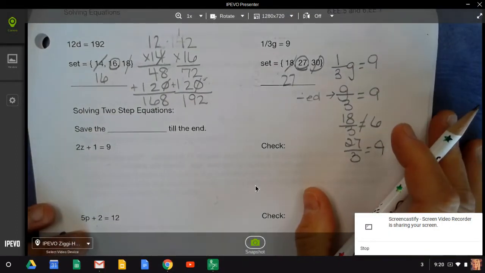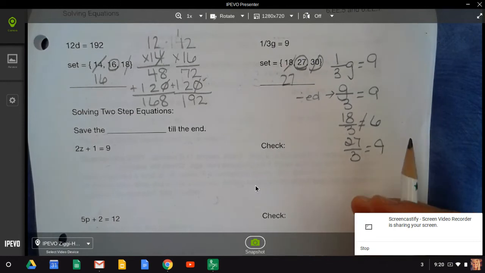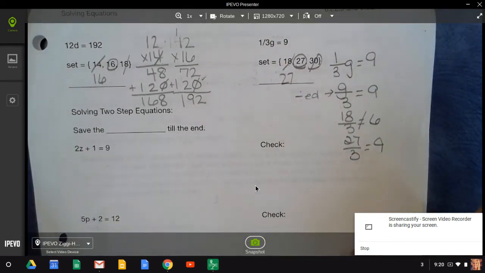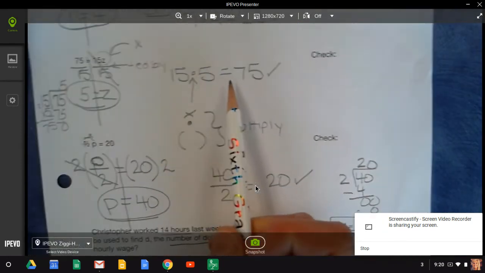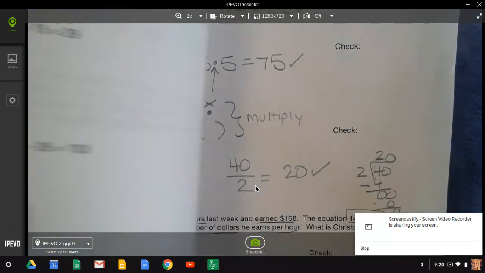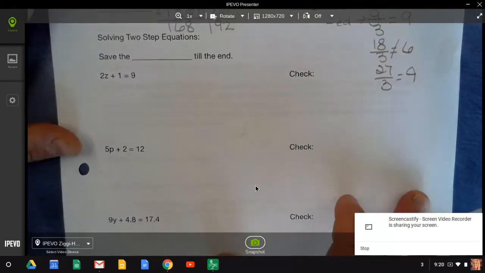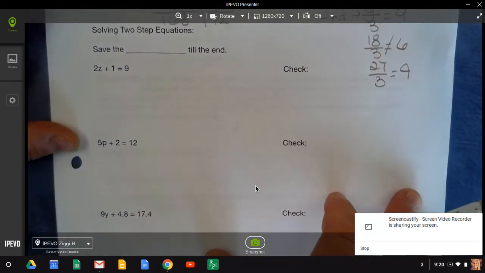So sometimes they will give you a set of numbers that you must try. It's called guess and check or trial and error, and that's how you would use substitution to solve equations. So much different than actually the traditional way of solving an equation like we learned yesterday and the day before. All right, the last portion of this lesson is solving two-step equations.